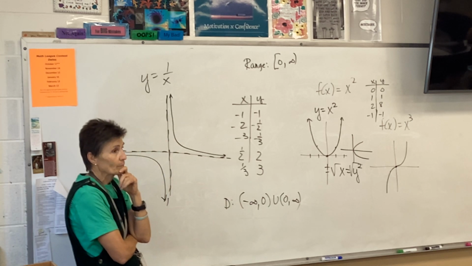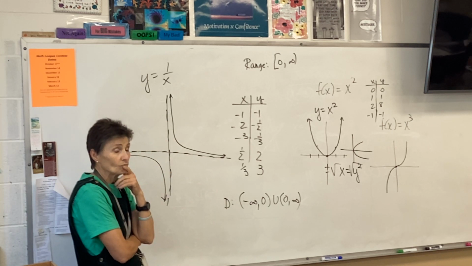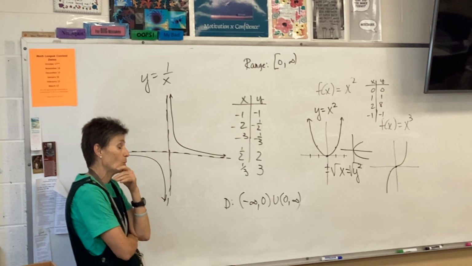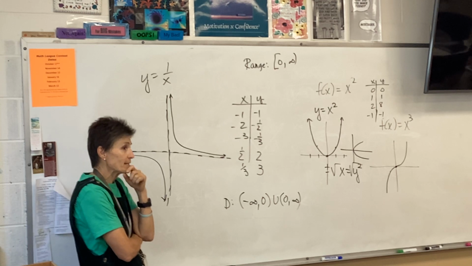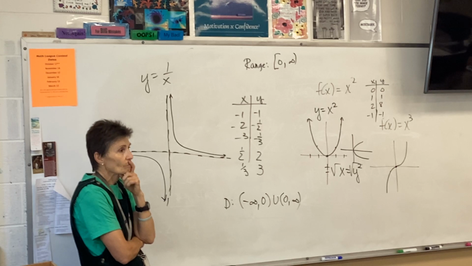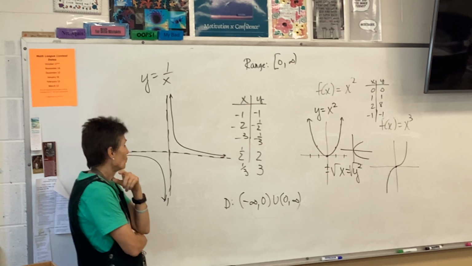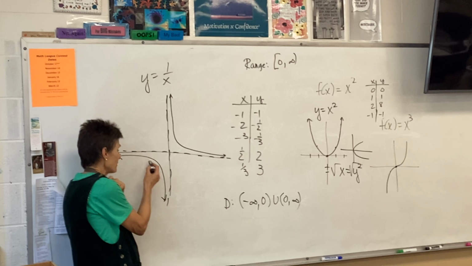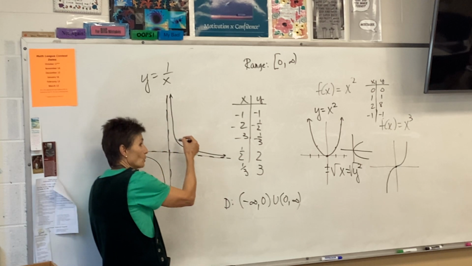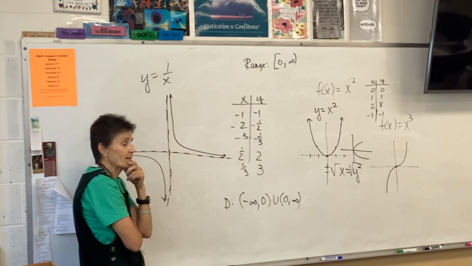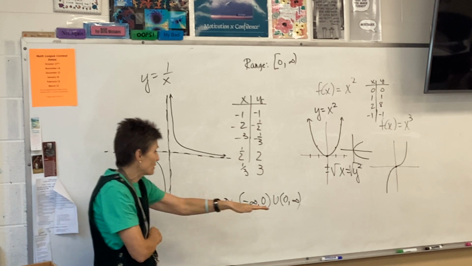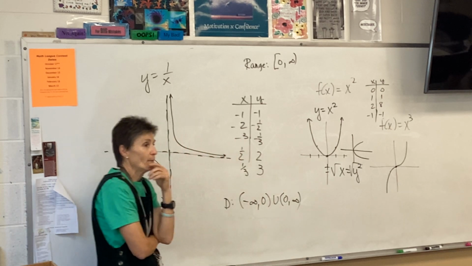Range. Same thing, because you can come up to 0, but then you've got to skip it and go on. Increasing. Never. When you draw this, which way's your pencil going the whole time? Yeah, that's a decreasing function. So it isn't increasing anywhere. It's decreasing on its entire domain.